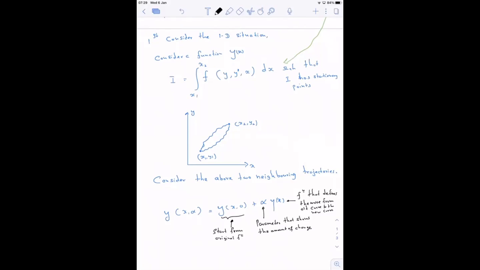Right? So I guess now it may be clear for you. So what I'm going to do here is I'm going to have a new function y(x, alpha). So it can be defined as the older function plus a parameter for the amount of change times the function that defines the move from the older curve to the new curve, right? So I can write it in this way.